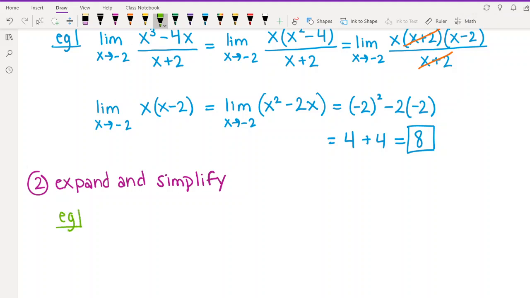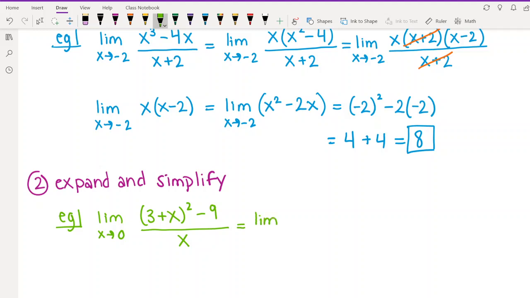Let's say that we're trying to take the limit as x approaches 0 of 3 plus x, squared, minus 9, divided by x. We can't plug in 0 for x because we would get divided by 0, which is not allowed. So in this case, what can we do to simplify this? Well, we can actually multiply out 3 plus x squared and see what that gives us, and we'll see that that will allow us to further simplify this.